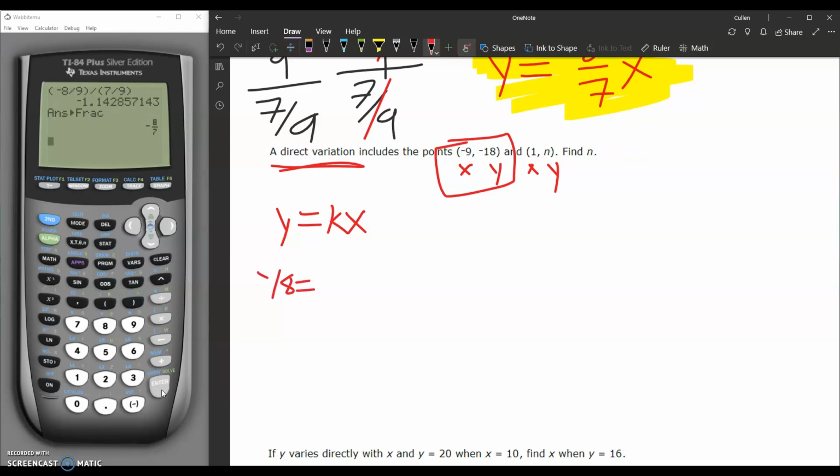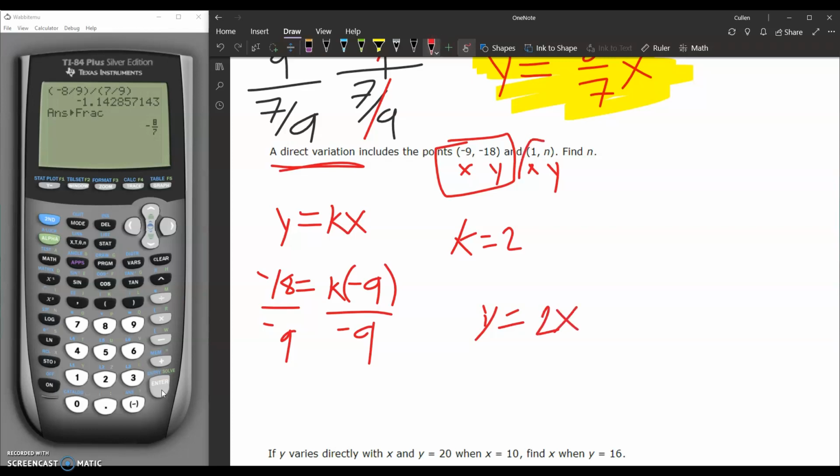And you can do this without doing the formula. Once you get a little bit more used to it, you'll see what's going on. So I get negative 18 equals k times negative 9. So how do I figure out what that is? Divide by negative 9. That tells you that k is 2. So that tells you the equation is y equals 2 times x, because k is 2.